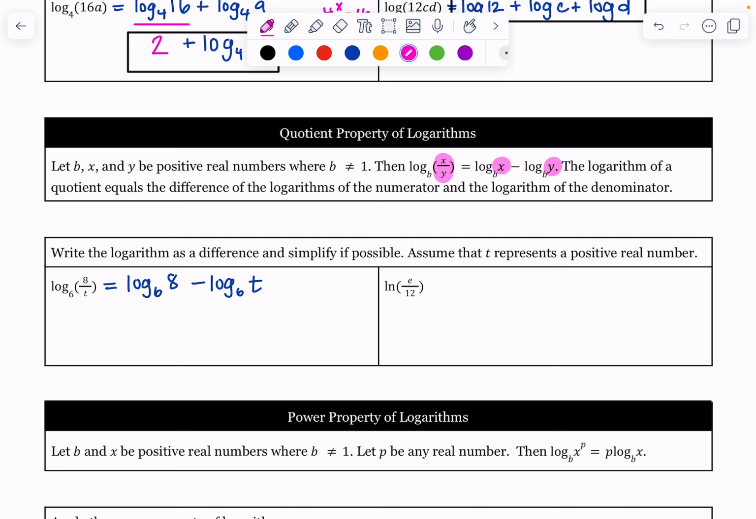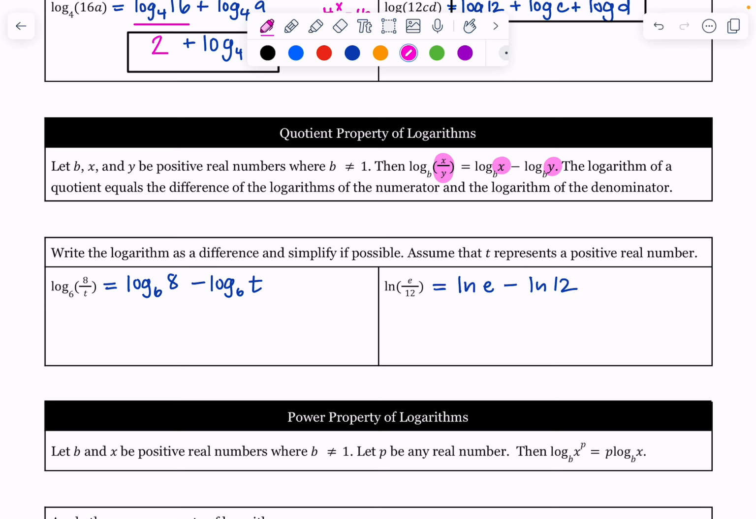All right, assume that t represents a positive real number. So for this one, we did that here, so t is a positive real number. Okay, second we have ln e over 12, and since we have a quotient, we can use the quotient property. So what that gives us is ln e minus ln 12.